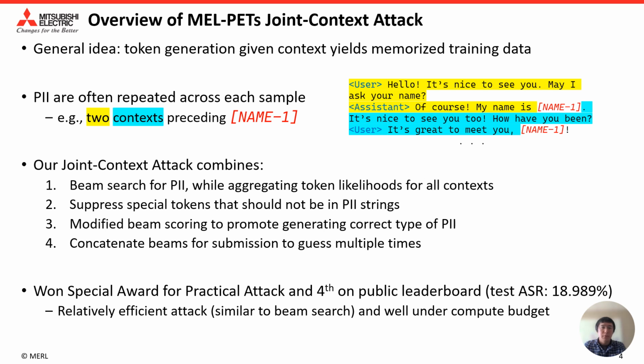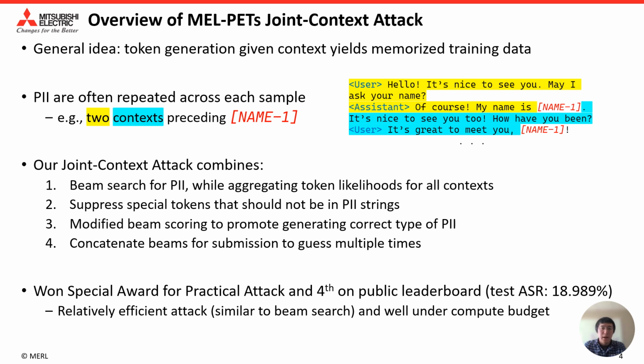The general concept of our attack is that token generation, given the context of partial training samples, will tend to continue by yielding memorized training data. However, a key realization is that the same PII often appears multiple times across a data sample, which gives multiple preceding contexts. For example, in this portion of a data sample, we have the same name1 PII appear twice, which is preceded by two different contexts, highlighted in yellow and blue.